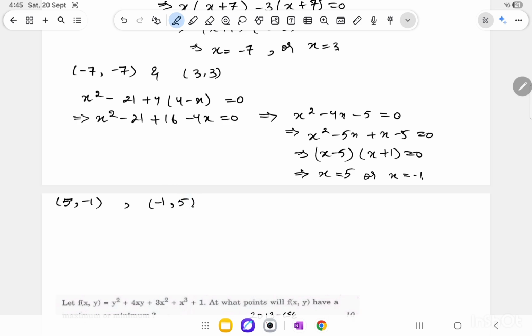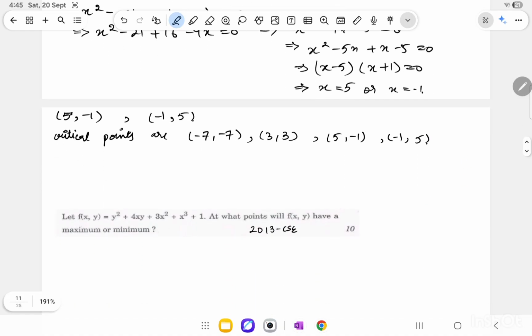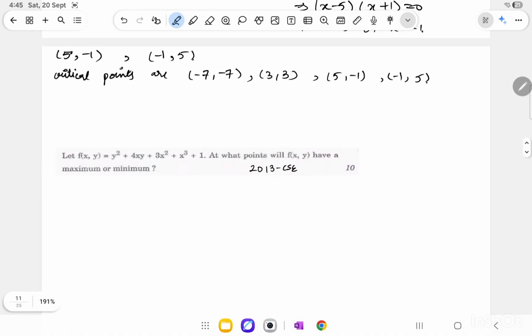So I got 4 critical points. So critical points are minus 7 comma minus 7, 3 comma 3, 5 comma minus 1 and minus 1 comma 5. Now I'm supposed to check the sign of d and then determine whether it is a point of extrema or a saddle point.